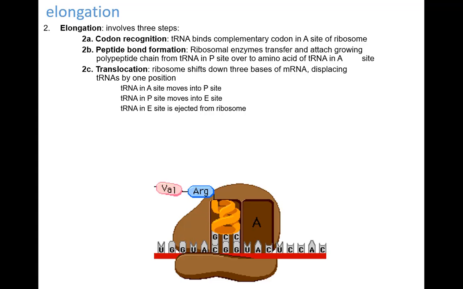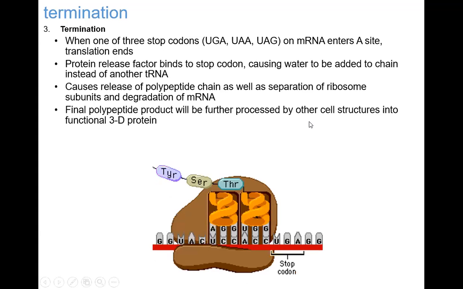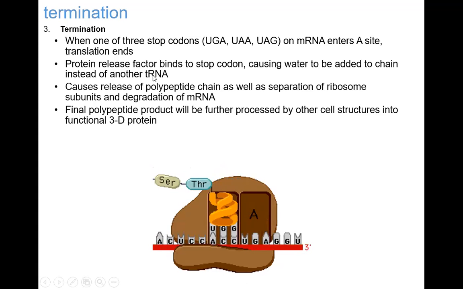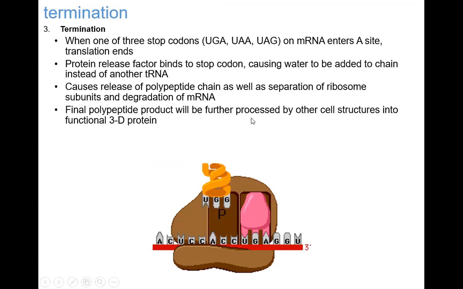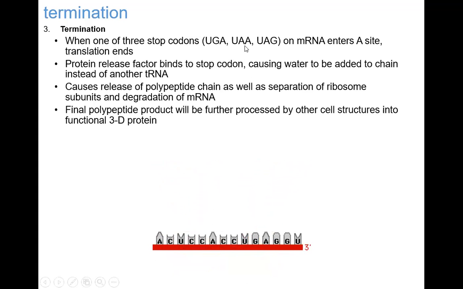The first transfer RNA that was in the first spot is kicked out and the next one comes in. And this elongation process will continue as long as we haven't hit the stop codon. We terminate when we hit the stop codon. There are only 3 stop codons: UGA, UAA, or UAG. The stop codon is on the messenger RNA. Just like the start codon was the beginning of the messenger RNA, the stop codon is the end.